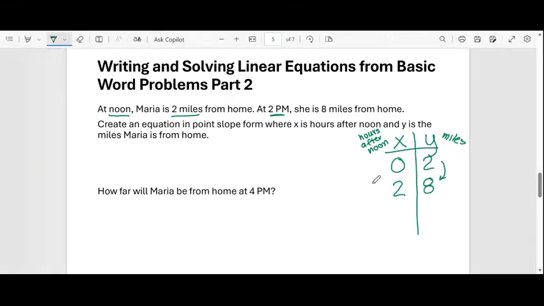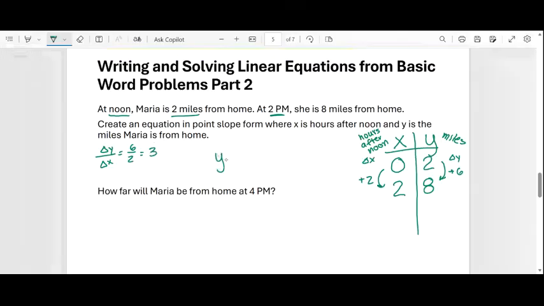So we're going to do the same process now that we have our 2 points. Our change in y is going to be positive 6 over our change in x, which is positive 2. We'll say delta y over delta x equals 6 over 2. And 6 divided by 2 is just 3.